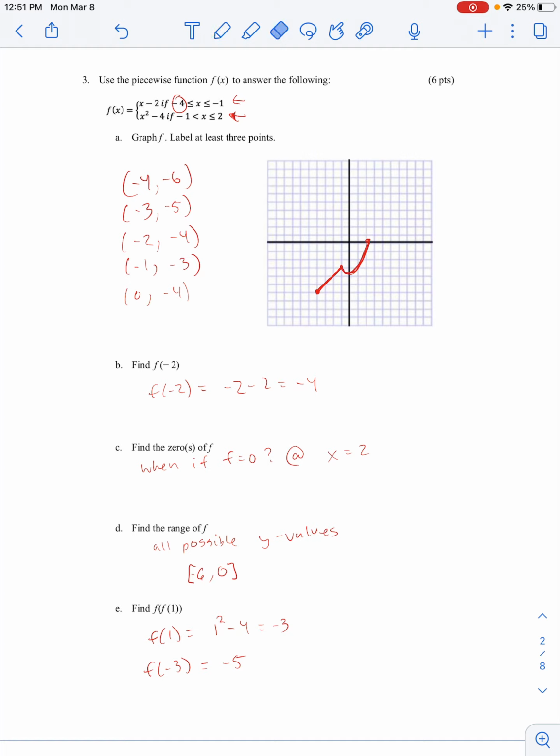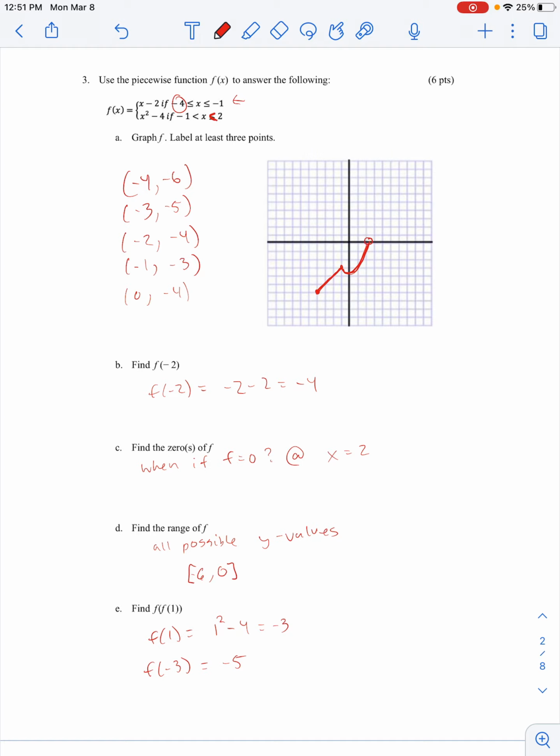If you're in section 4 on your test, you had just a greater than sign, or you had just a less than sign there. If it's less than or equal to, you're going to have a solid dot here. If it was just less than, you have an open dot here.